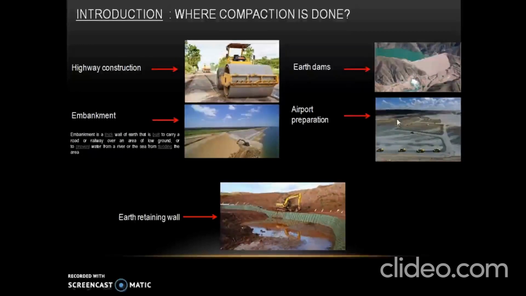During construction of airport also, the soil should be compacted well so that it can carry heavy loads. And here we can see earth retaining wall which is used to retain earth on this side. This soil which is being retained also has to be compacted well in order to prevent future disaster.